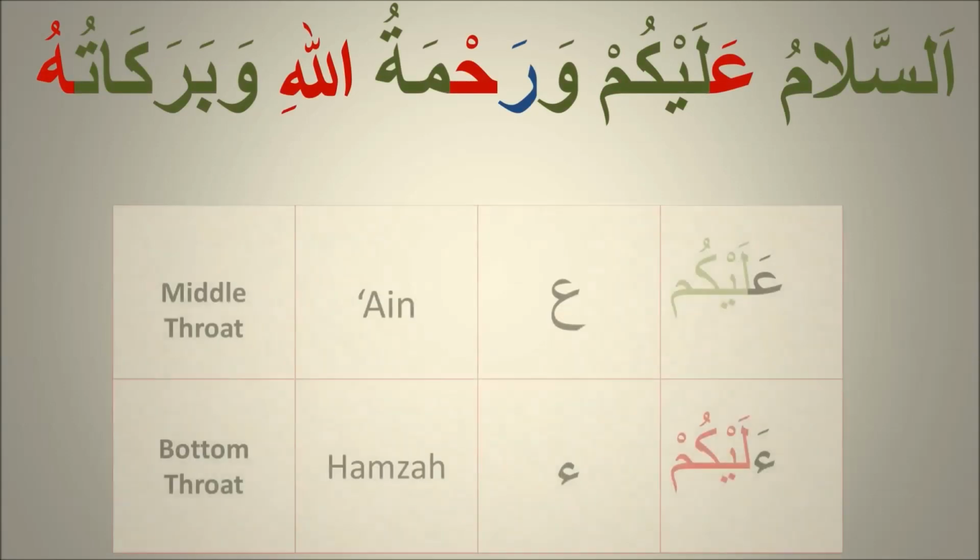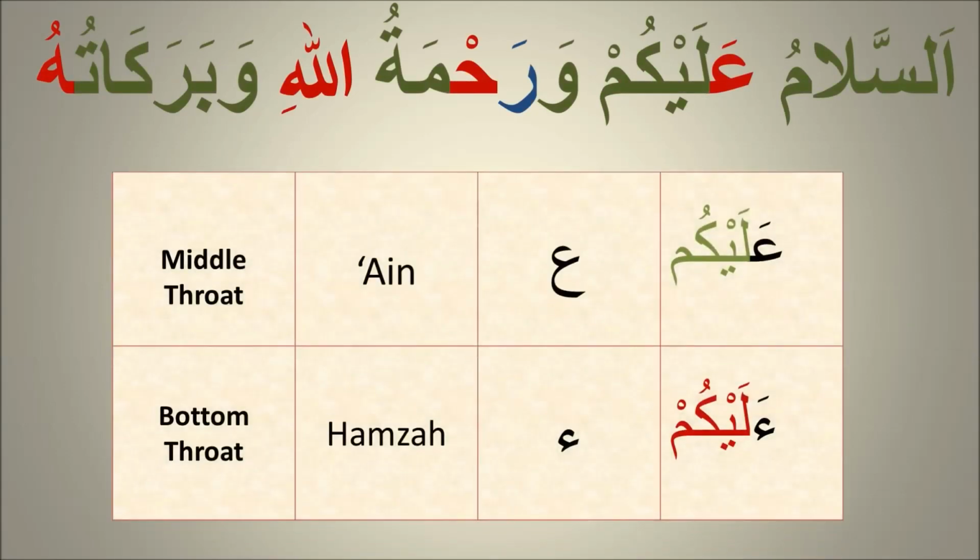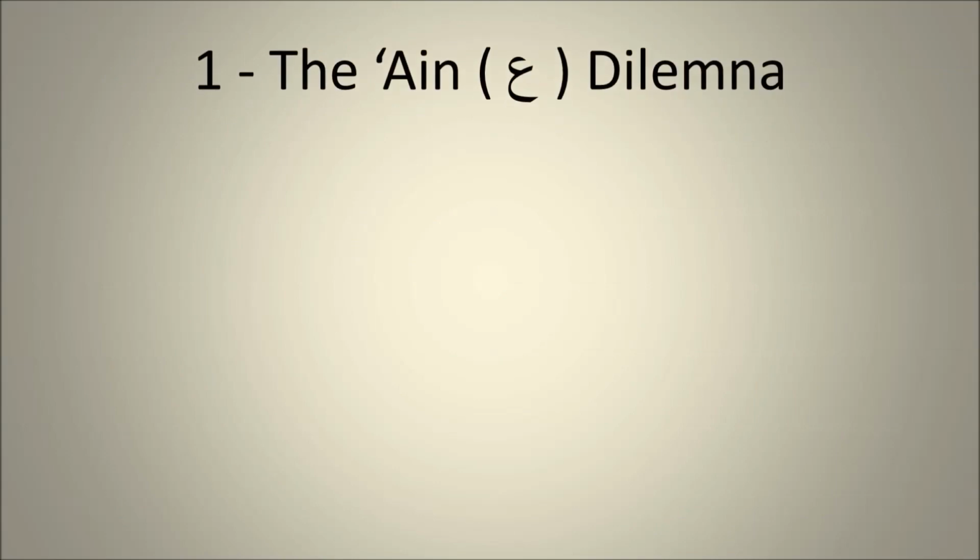So here's the greeting again, and we kick off with the first word that people make confusion on, and that is Alaykum. As you can see, the word Alaykum starts with an Ain, which comes from the middle throat. And a lot of people actually say the bottom one, which is highlighted in red, which actually starts with a Hamza. The makhraj of the Hamza is actually the bottom throat. And I call this the Ain dilemma.